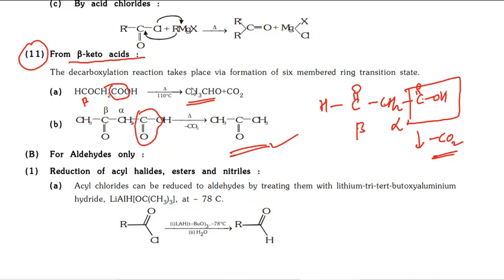aldehydes and ketones. Total 11 methods are there to prepare aldehydes and ketones. In the next video we can discuss only aldehydes and only ketones. How can we make them? Bye. This is part 1 over.